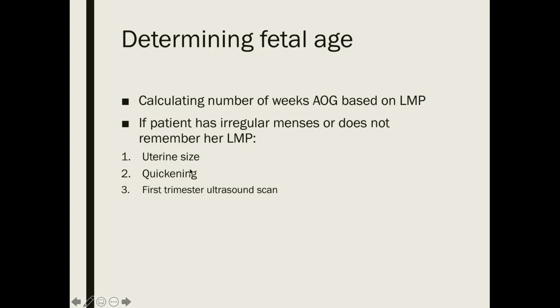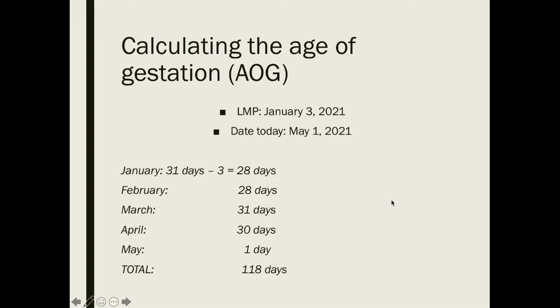For now, I will teach you how to calculate the AOG, or the age of gestation, based on the LMP. This is how we should calculate it. Suppose that we have a patient with an LMP, or last menstrual period, of January 3, 2021, and let us suppose that the date today is May 1, 2021. How do we calculate the fetal age of gestation?